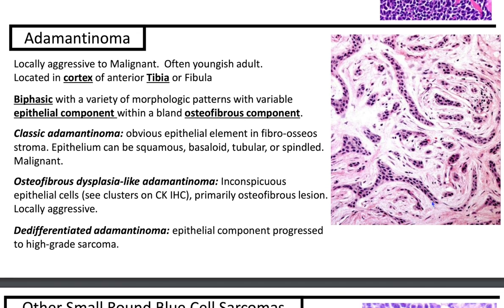Osteofibrous dysplasia-like adamantinoma, these are inconspicuous epithelial cells. You can see clusters on cytokeratin IHC, and it's primarily an osteofibrous lesion. And dedifferentiated adamantinoma, where the epithelial component progressed to high-grade sarcoma.